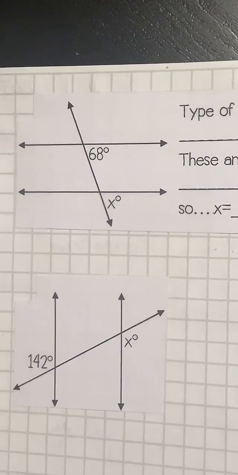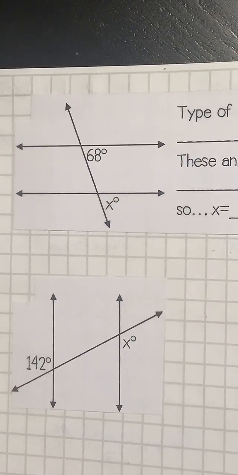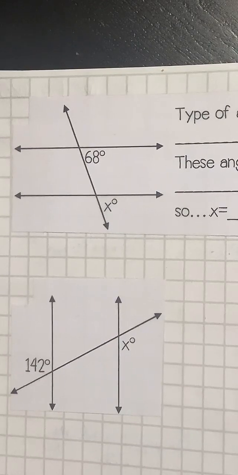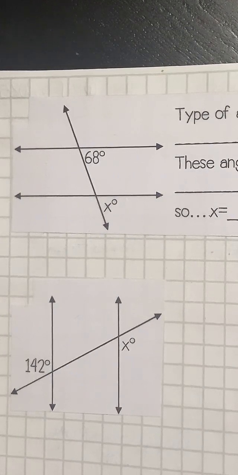C4 is saying corresponding. There we go. The other X is 142 because alternate exterior angles are congruent. So we're saying they're congruent. 68 degrees equals X. Lovely, C4.